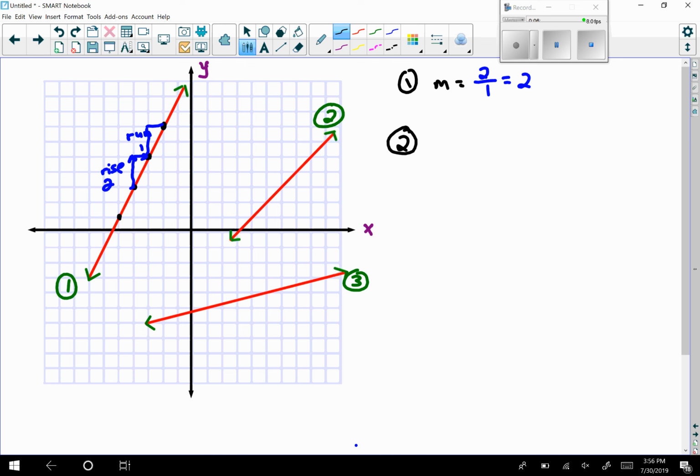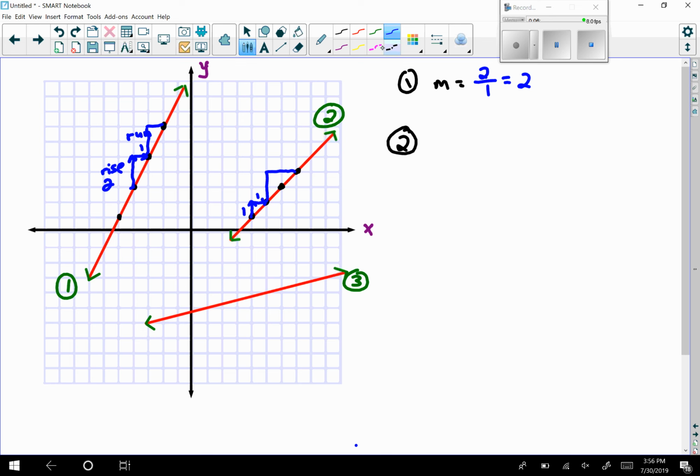For example 2, I'm going to put a point here, say here, here, and here. Now if I counted here, I'm going to count starting from this point. I can go up 1, over 1. Or if I started right here, I can also go up 2, over 2. We're always going to put our fractions in lowest terms anyway. So here I have a rise of 1. I'm going up 1 and over 1.